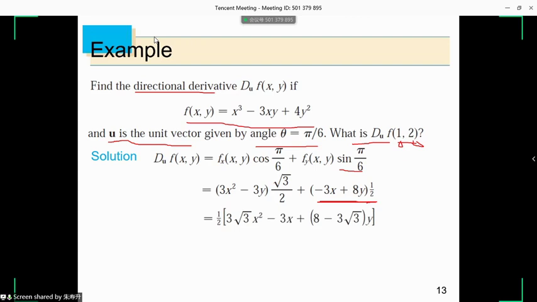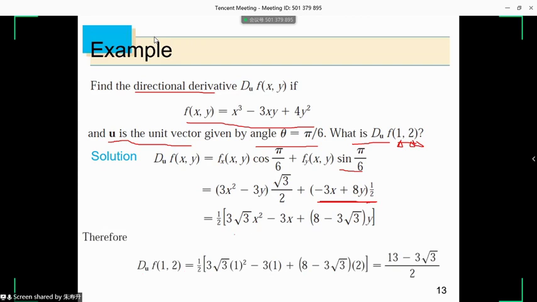Then we take x equal to 1 and y equal to 2 into this formula. So x equals 1 here, and y equals 2, so we take 2 here. Then we can get the final result. Okay, is everyone okay? Yes, sir. Okay.